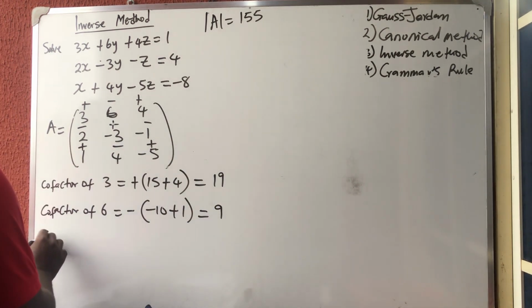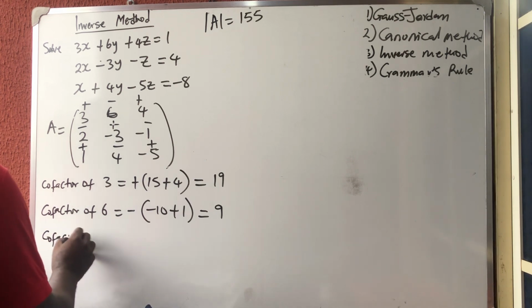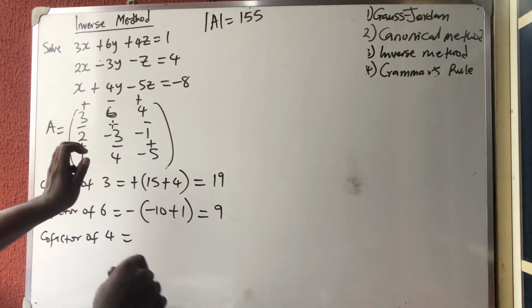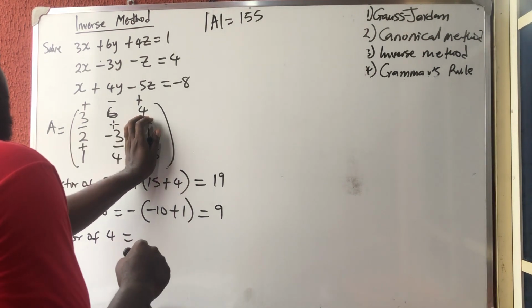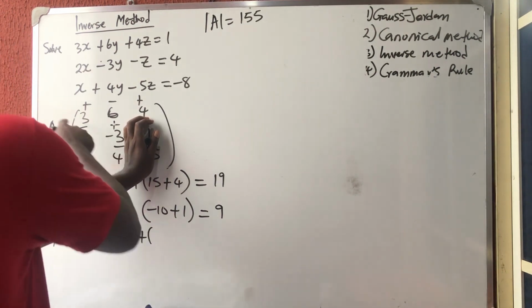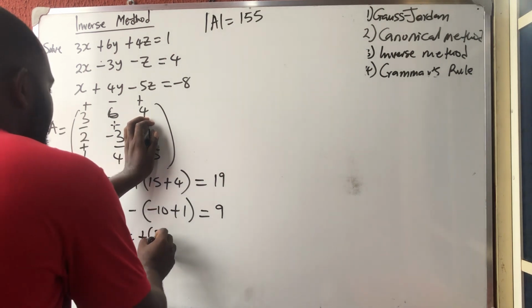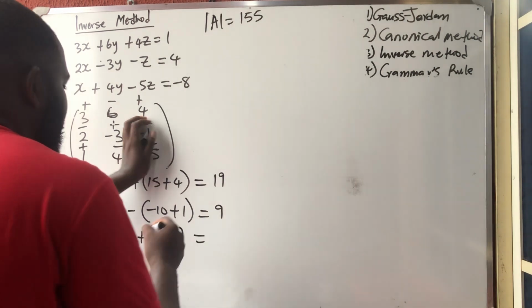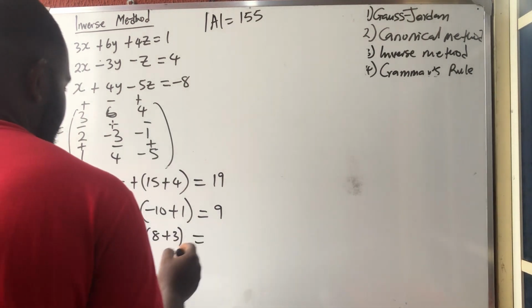Okay, the next one is what? Cofactor of 4. Cofactor of 4 is simply to close here. And 4 is plus. So I'll have left, right. This time this will give you 8 minus, this time this is 3, which will make it plus 3. So which will give you 11, right?